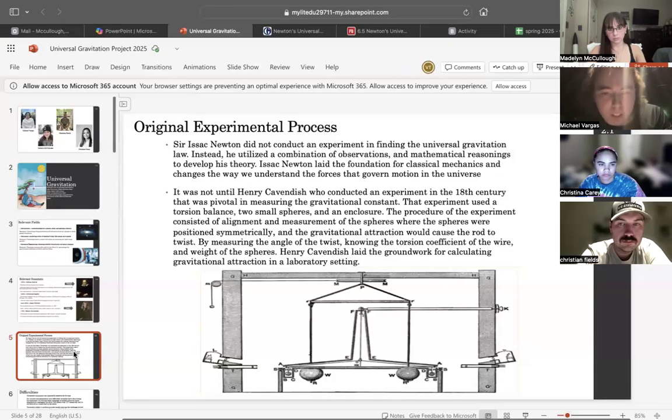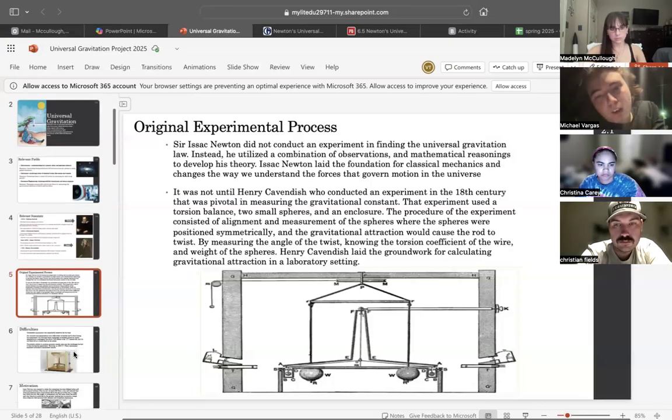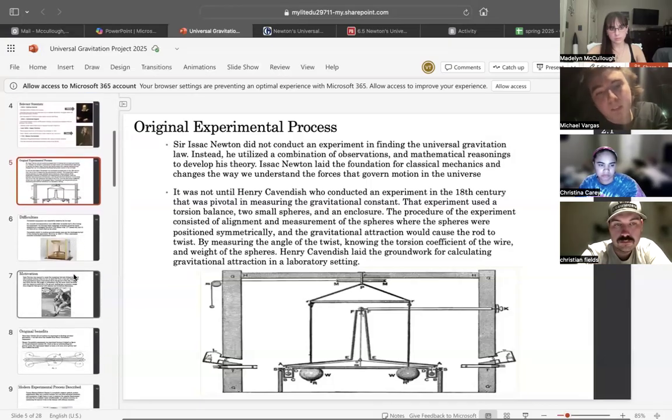The procedure of the experiment consisted of alignment and measurement of the spheres, where the spheres were positioned symmetrically, and the gravitational attraction would cause the rod to twist. By measuring the angle of the twist, knowing the torsion coefficient of the wire and the weight of the spheres, Henry Cavendish laid the groundwork for calculating gravitational attraction in a laboratory setting.